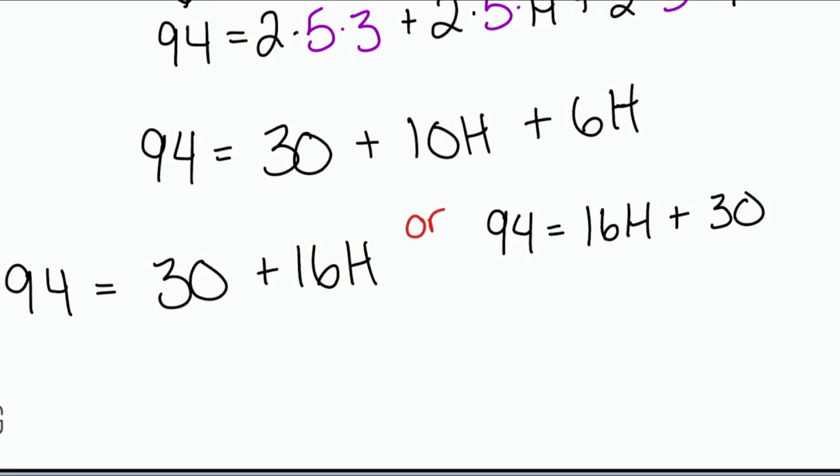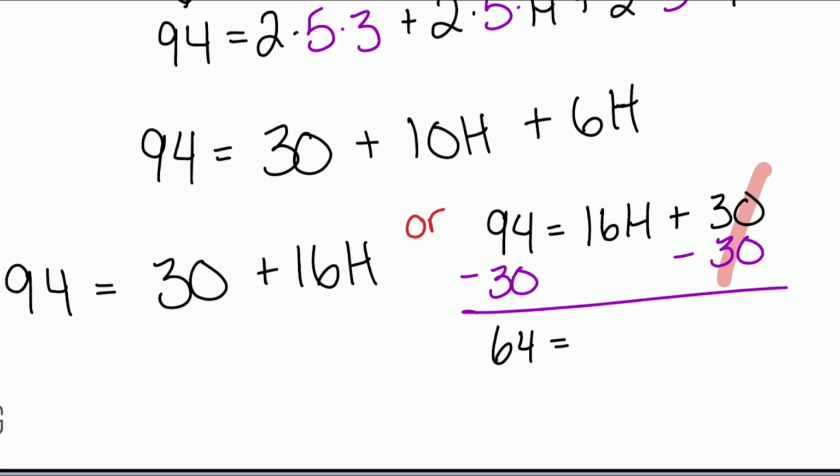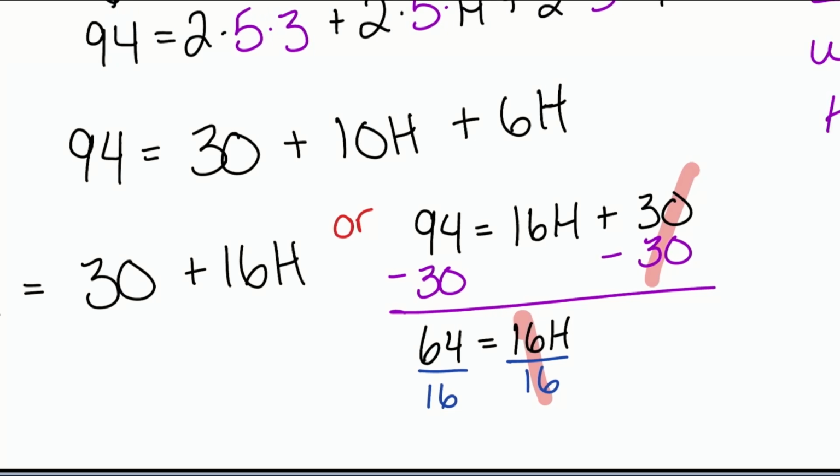So to solve this, the first step is to get rid of that 30. The way that we'll do that is by subtracting 30 on both sides. Now that we're here, we'll cancel out on the right, and then we have 94 minus 30, which is 64. 64 equals 16h. And now we are going to get the h by itself by dividing both sides by 16. So from here, divide by 16 on both sides, canceling out on the right side, leaving me with just h by itself. 64 divided by 16.